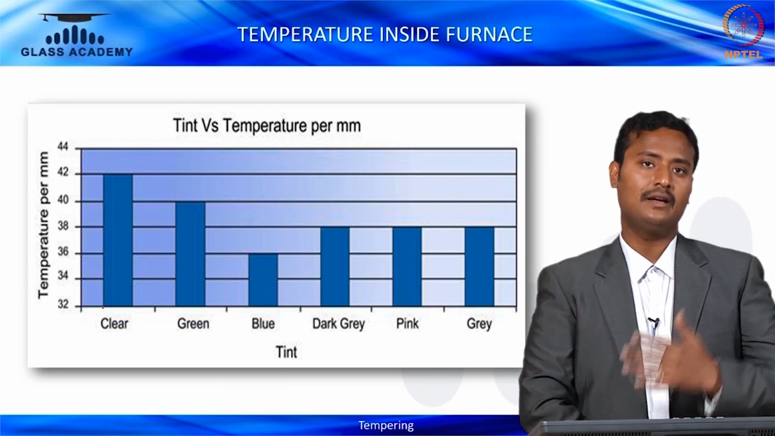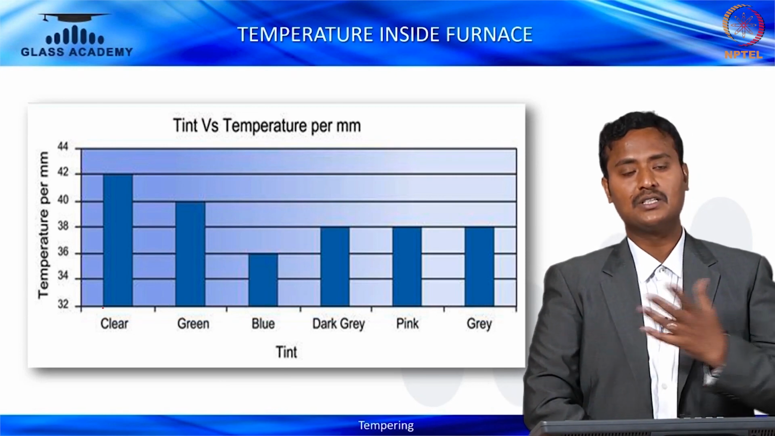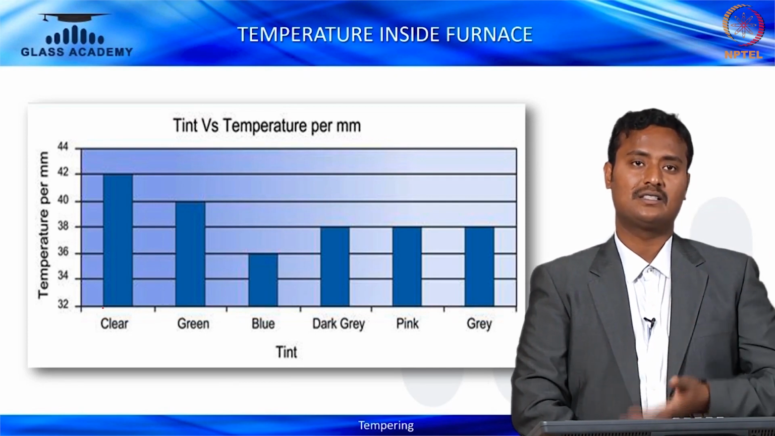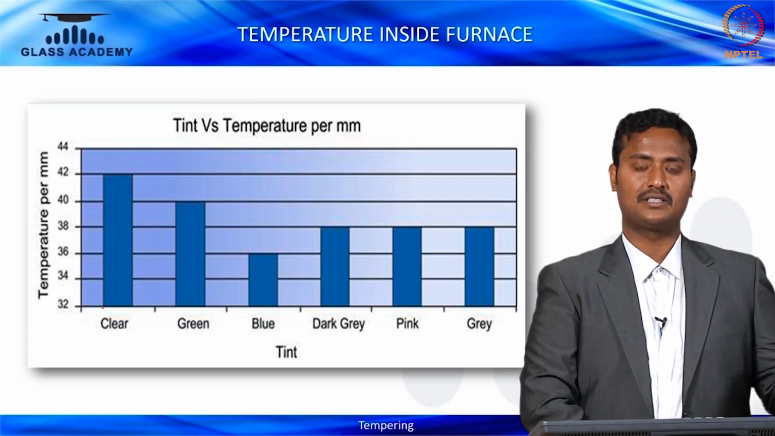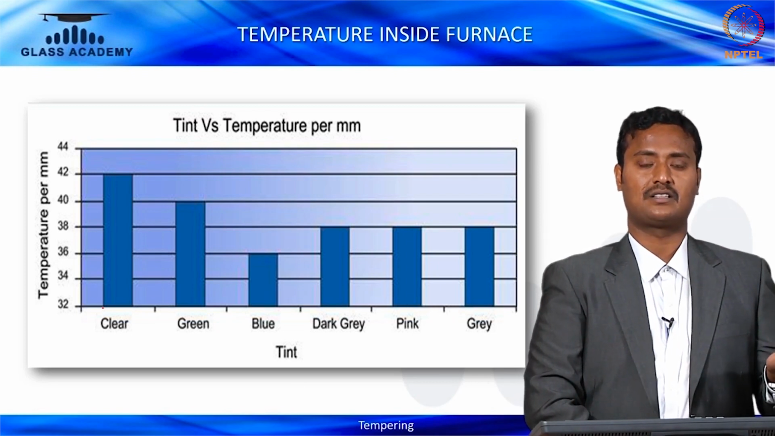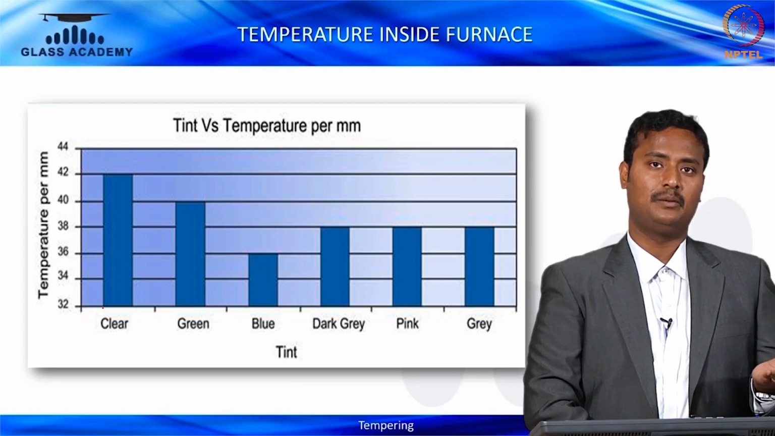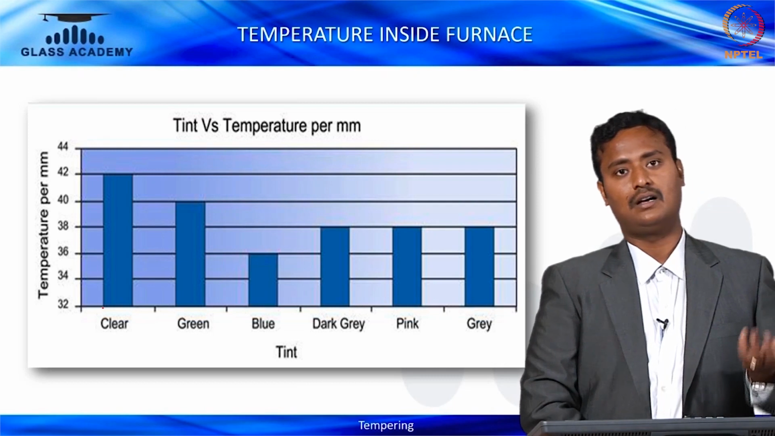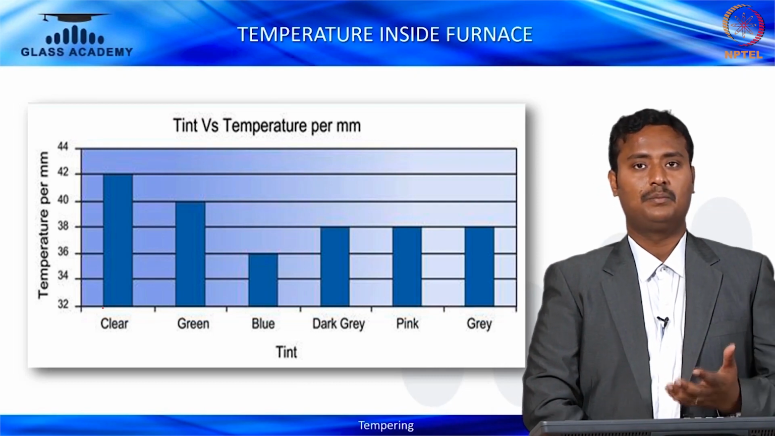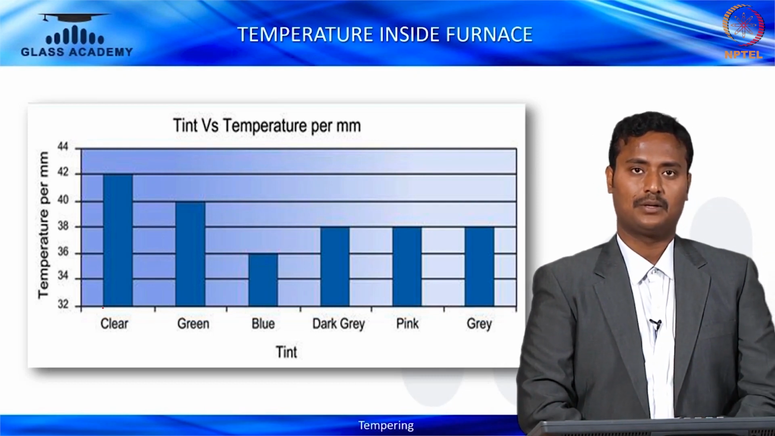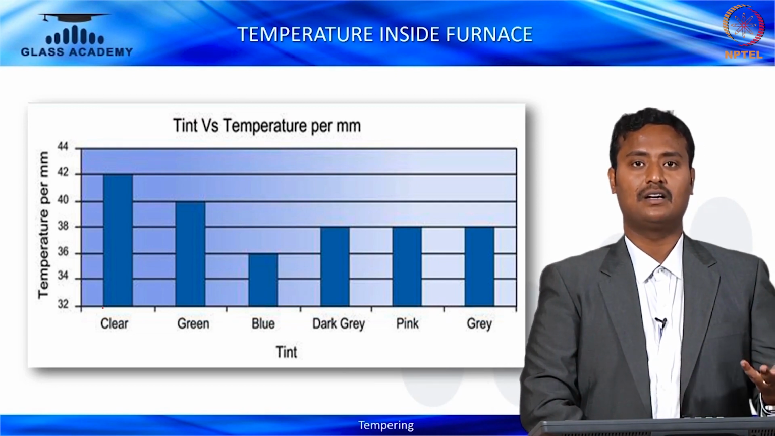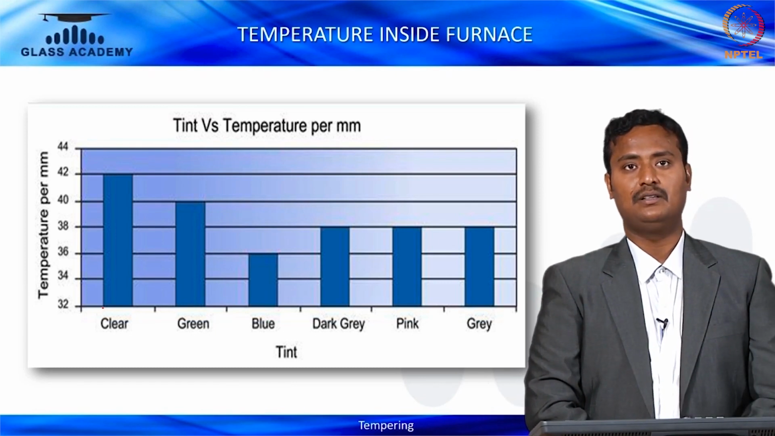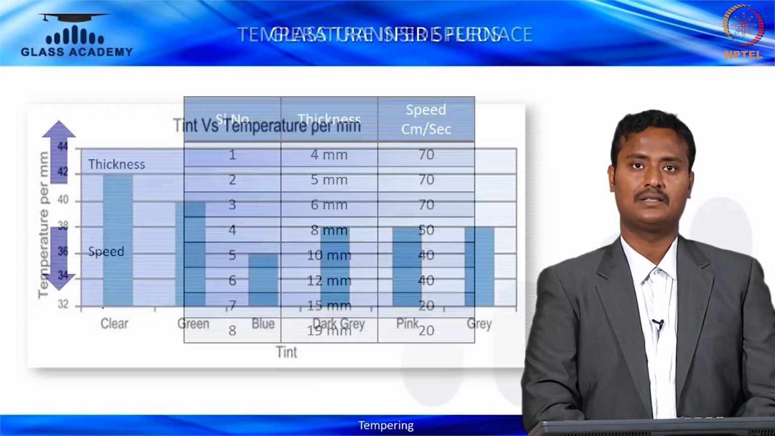Basically, why do we have to understand this? If you use a clear glass, what kind of temperature per mm do you have to put? If you use a green base, the substrate is different. Clear glass is one substrate, green base is a substrate. Blue will again be a different substrate, dark gray another substrate, gray another, pink as well. So basically, the different colors behave differently. If you use the proper recipe, you'll get a proper result.